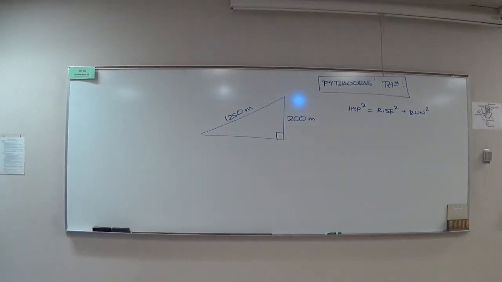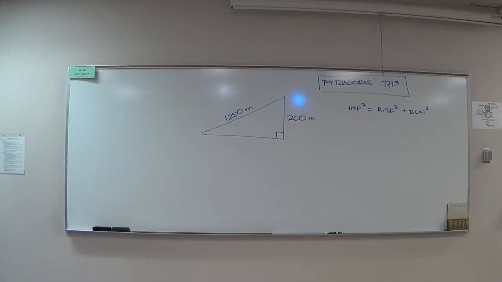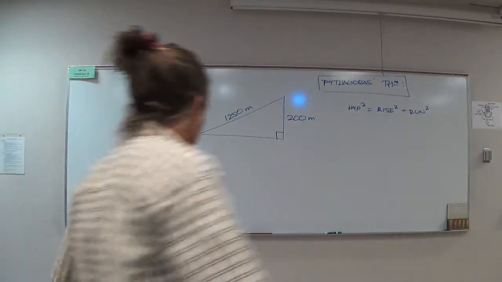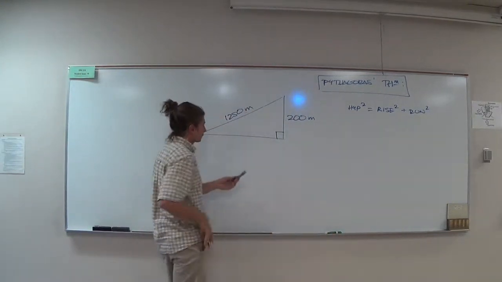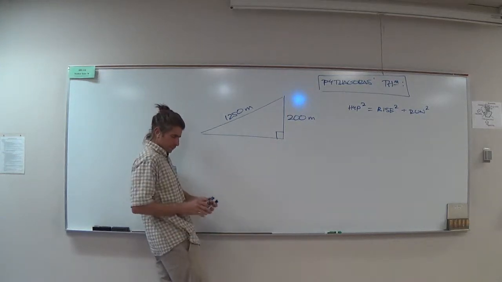Walk me through how you, Nick, help. 1250 squared equals 200 squared plus run squared. Okay, so here's your run, which we don't know yet. Let's use colors.